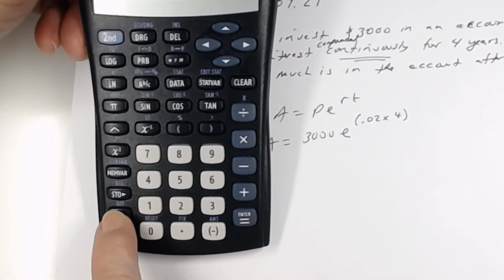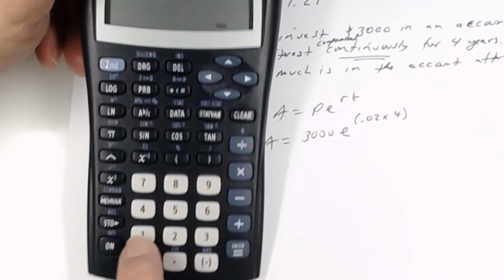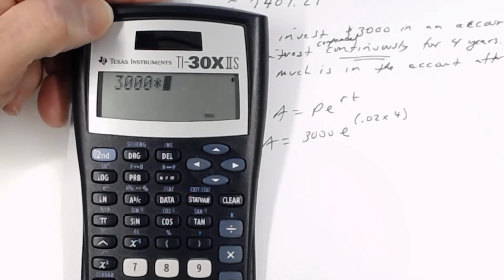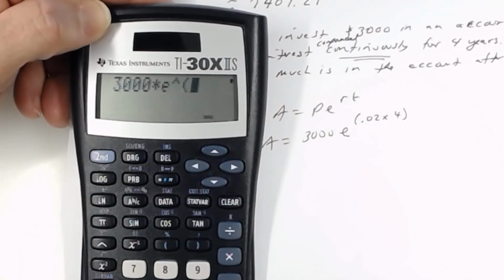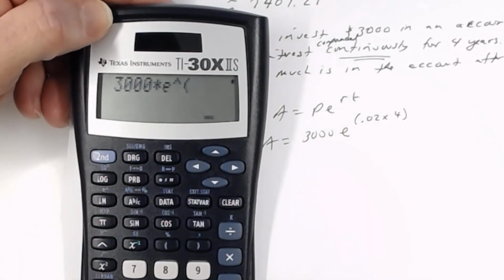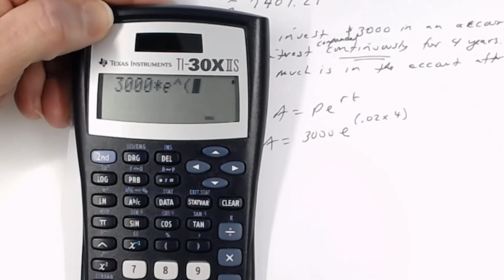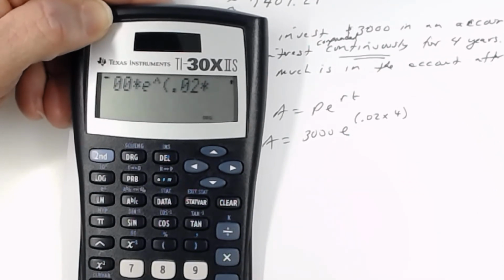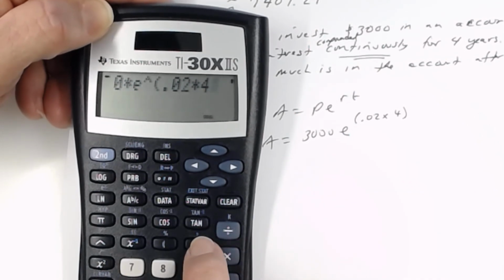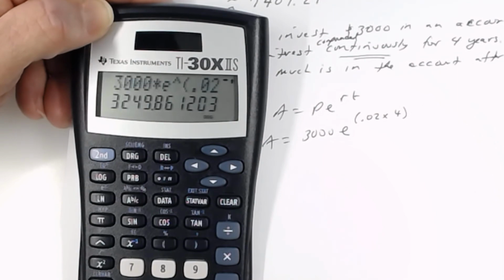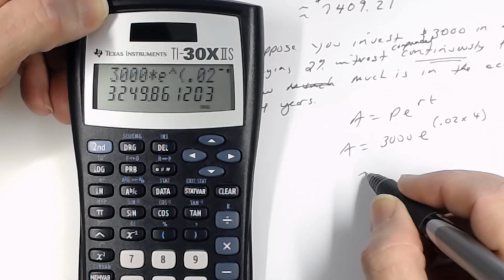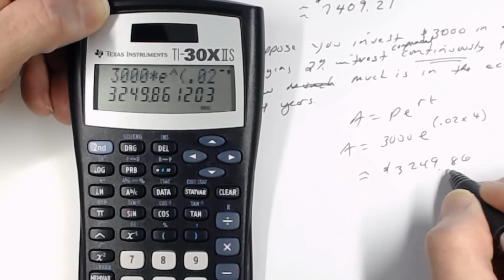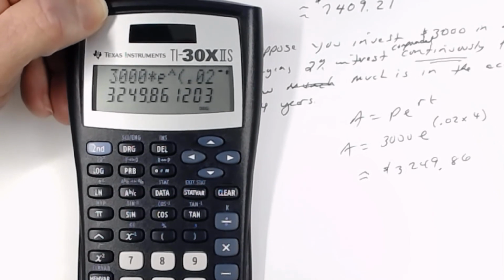So what do we do? You're going to say 3,000 times E. Now, how do I get to that E? Second ln. It automatically puts a parenthesis there. So what do I type in next? 0.02 times 4, and then close, and press equal, and you get $3,249.86. Okay?